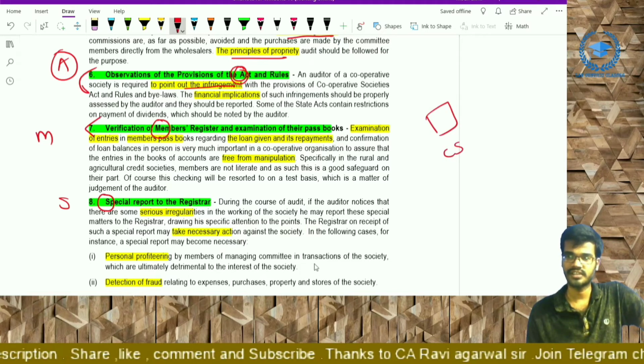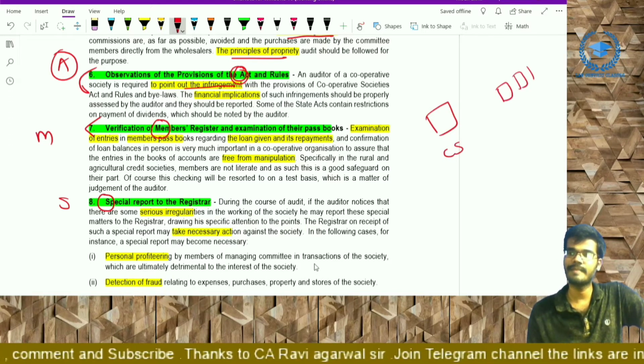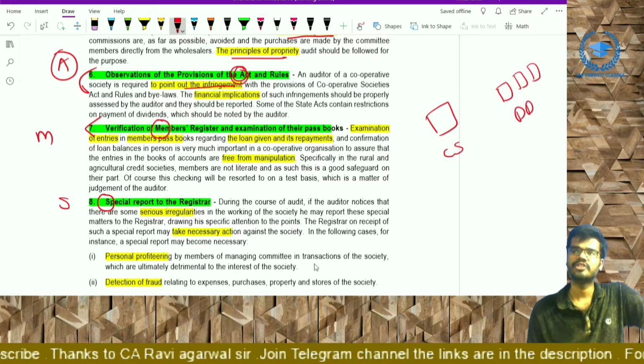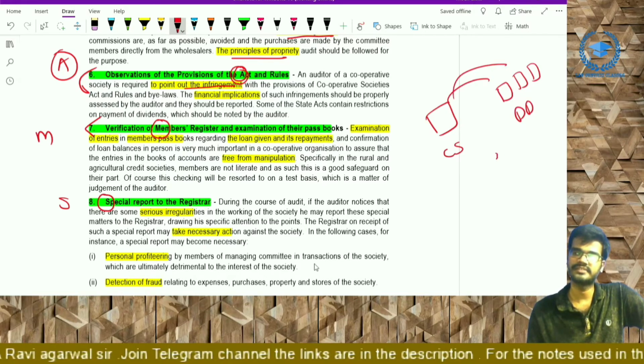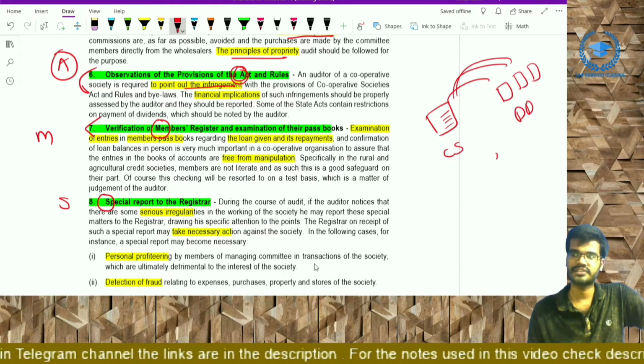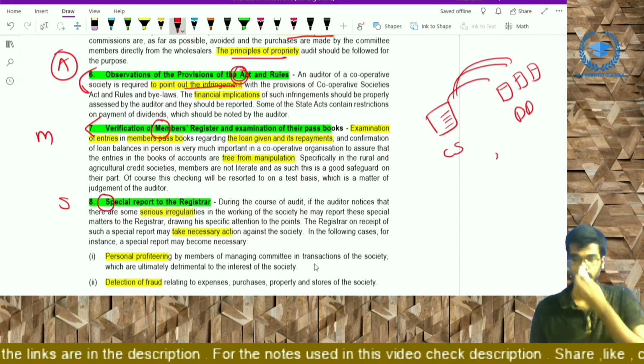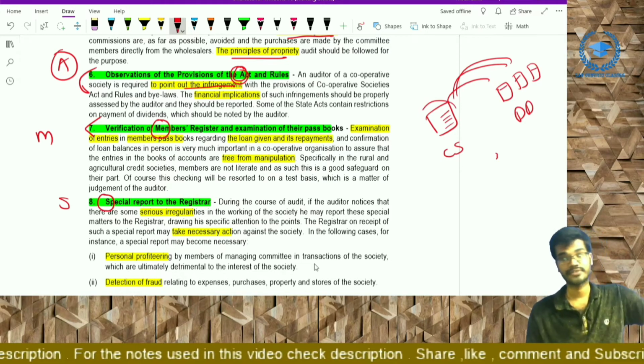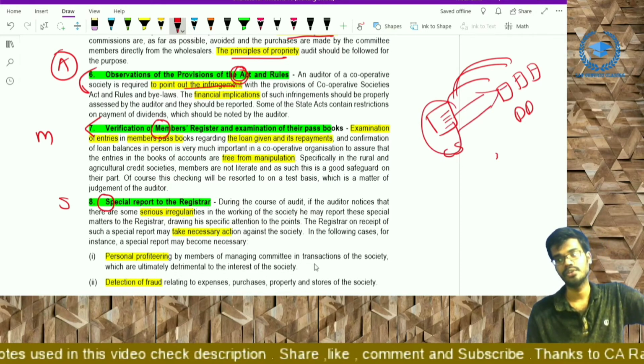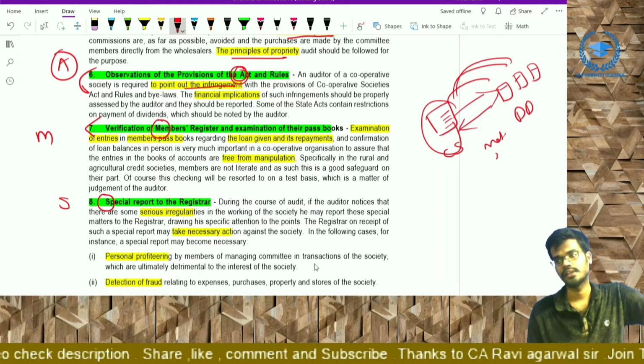It will be in the Cooperative Society, and passbooks will be with the members. The Cooperative Society will give loans to the members, and it will enter in this members register, and they will be recorded here also. Now, what does the auditor have to do? The auditor has to cross check between these two, whether they are matching or not, right?